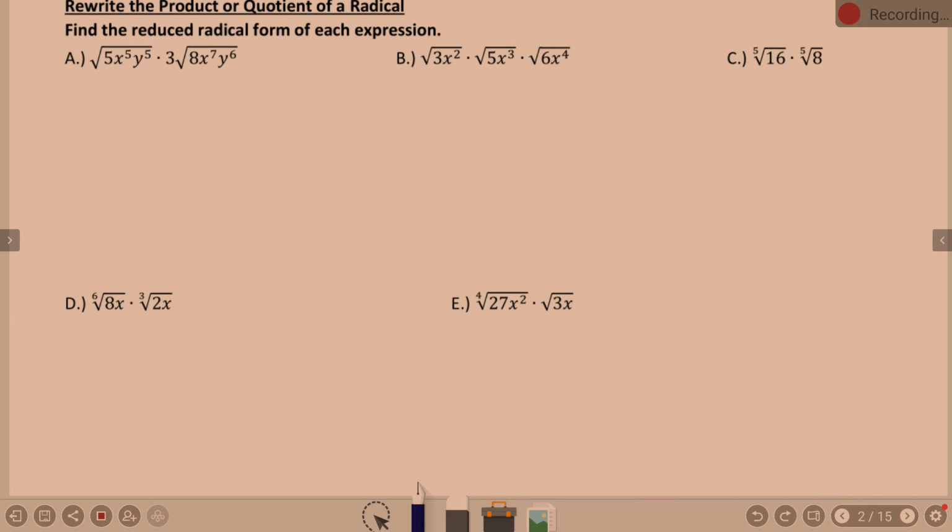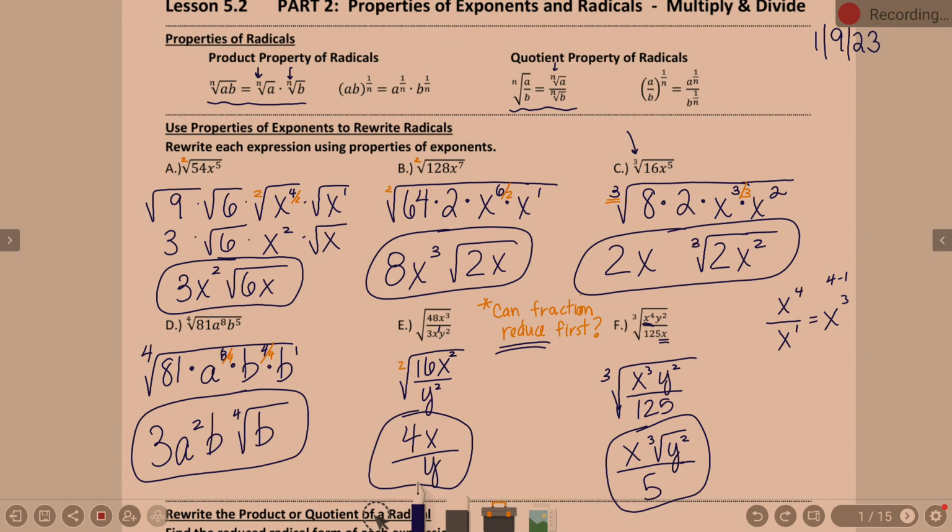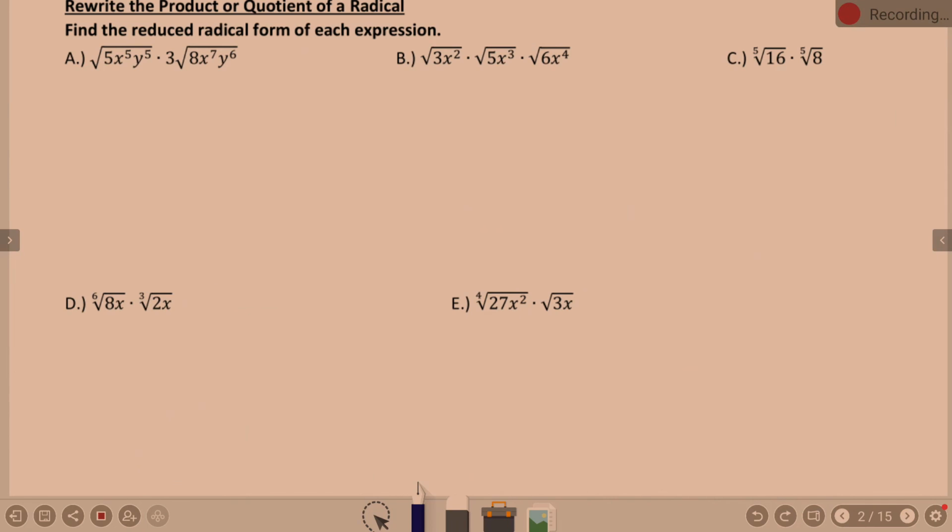As I look at A, can I multiply these radicals? Absolutely. If we look at the top of the paper, what has to be true for the radicals to be able to be multiplied? They have to be the same type of root, yes? That one just has a large 3, but this is a square root times a square root, so we can multiply them.